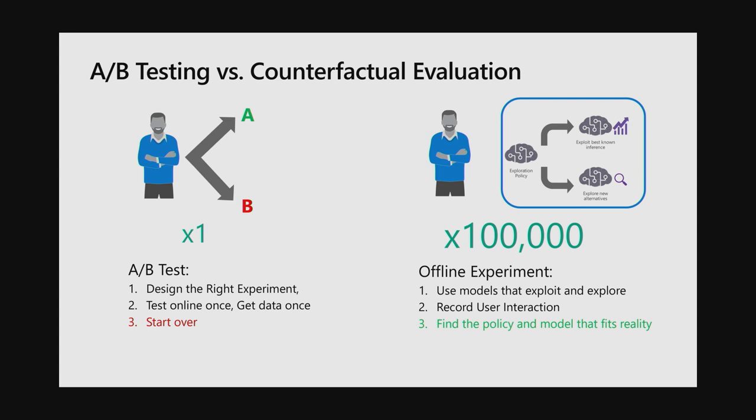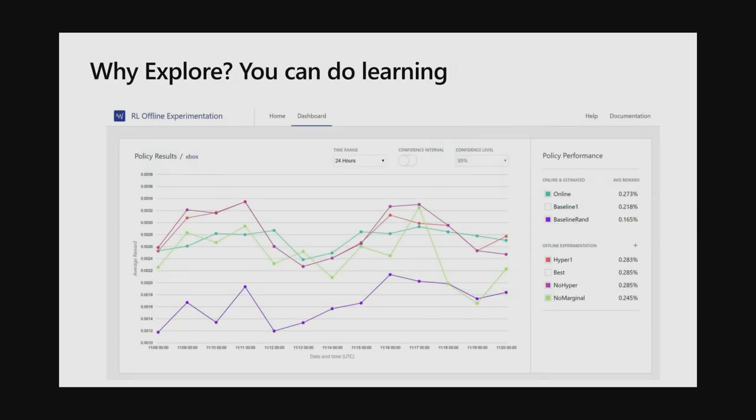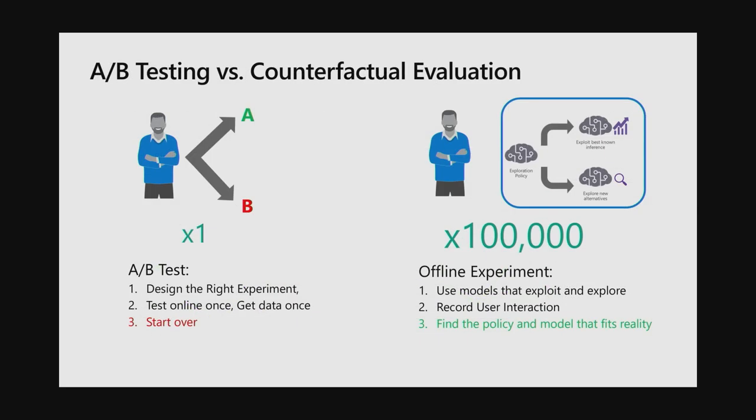So you use the data once to make one decision. In the counterfactual evaluation approach, you're using a reinforcement learning policy, which is exploring over alternatives. And I'm glossing over details. You have to log things quite carefully to do this effectively, but the system does that automatically. And now you can run experiments on that data over and over and over again. And each of these experiments is equivalent to having done an A/B test at the time you're collecting the data.